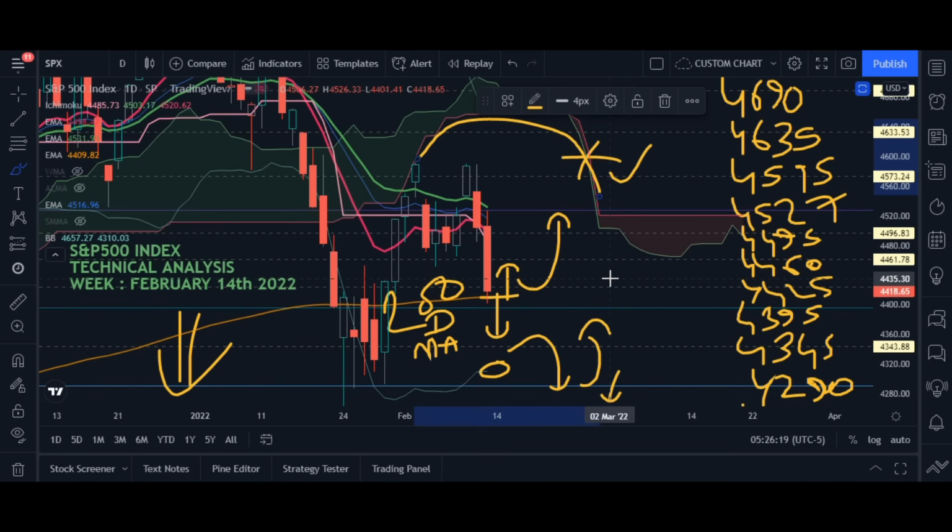Okay, so guys, this was my technical analysis for the S&P 500 index for the week commencing from February 14th 2022.